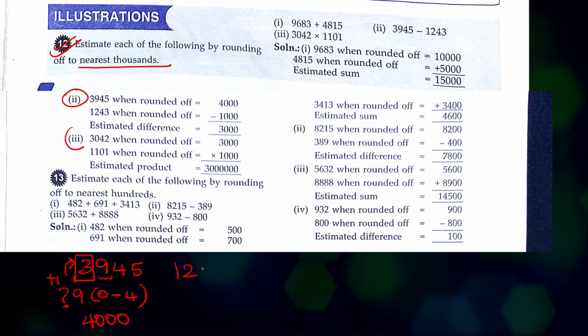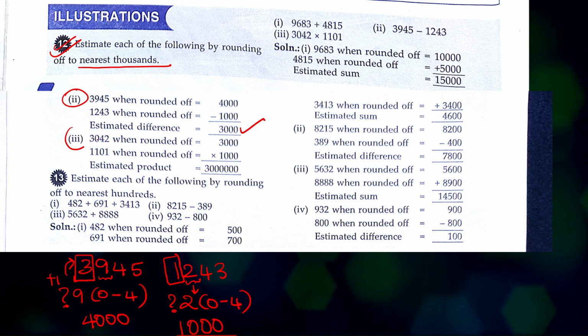Now 1243 when rounded off. The thousands place is 1, so we have to check the second digit, the adjacent digit. 2 is in the range of 0 to 4. Yes. So you just ignore it, you will not add plus 1, and then convert all these places to zeros. So it is 1000. Then they have asked us to subtract 1000 from 4000. So 4000 minus 1000 is 3000.